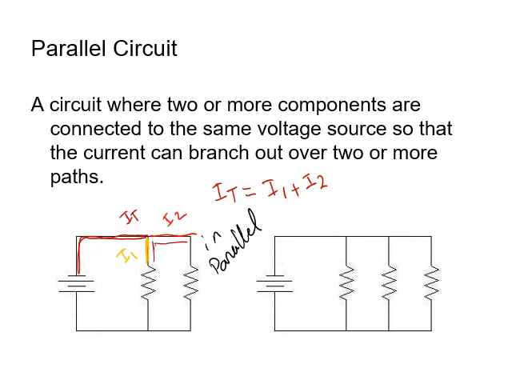Okay, and then I can have more than two. So for example, here the big current that's coming from the battery is split into one. Then this current is again split into here. Then it's split into here. So here I have I total, I1, I2, and I3.